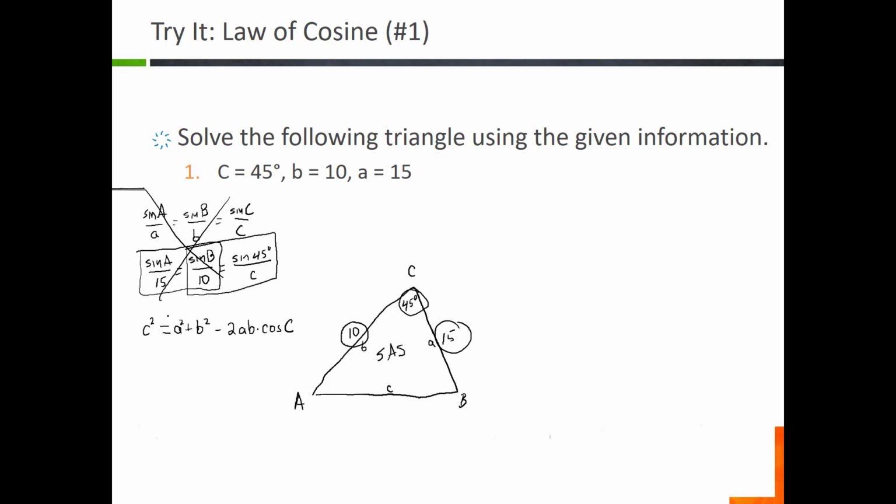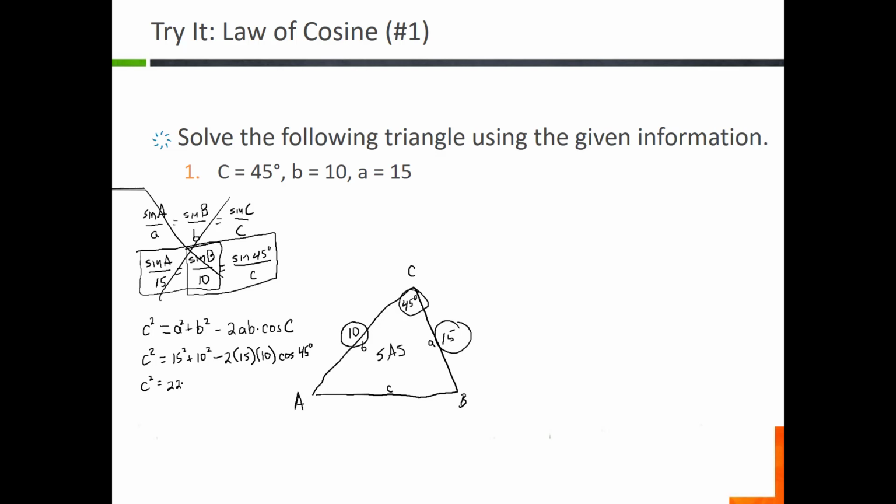So let's go ahead and put our values in here. Side C we're trying to solve, so C squared equals 15 squared plus 10 squared minus 2 times 15 times 10 times the cosine of 45 degrees. And this, you could pretty much just crunch out on a calculator if you want. We'll kind of do it by hand here though.